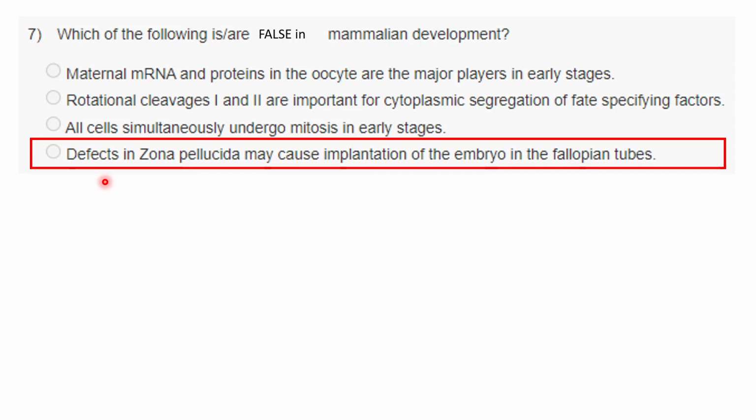I mentioned the third is key because development is asynchronous in mammals. The cells don't undergo simultaneous mitosis. That means it is decided by the other cells. In the early stages, if you look at the 2 cell, 4 cell and 8 cell stages, each cell undergoes mitosis at the same time. No, no. Subramaniam sir mentioned it is asynchronous. That means all cells in the early stages do not undergo simultaneous mitosis.